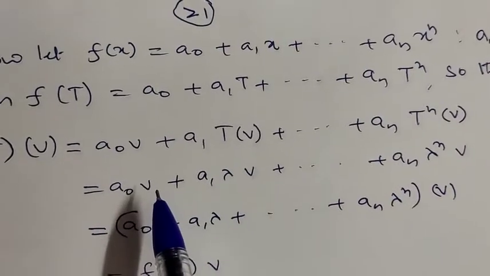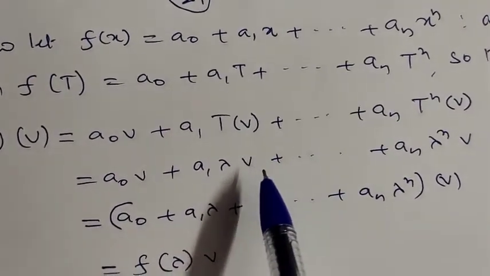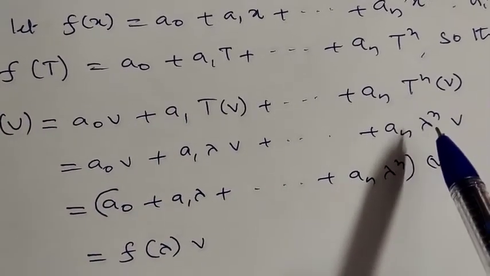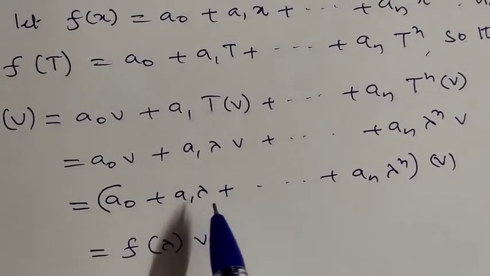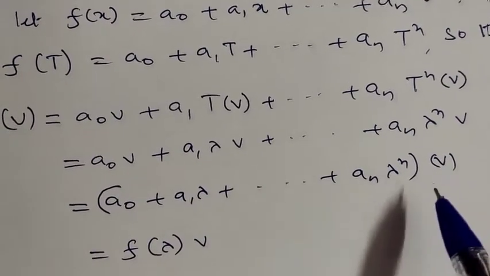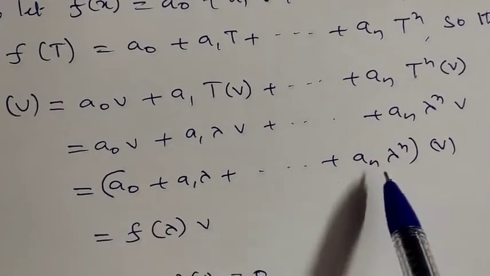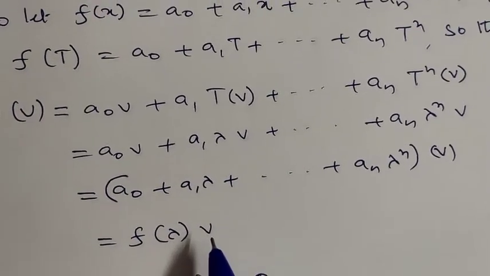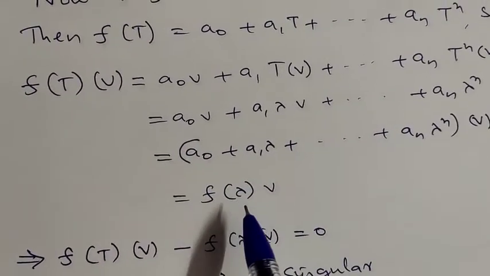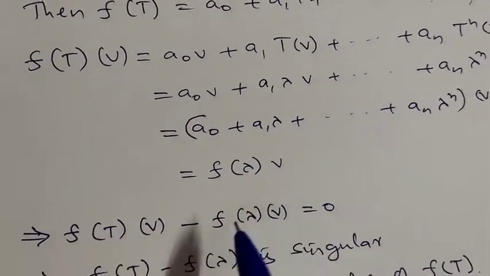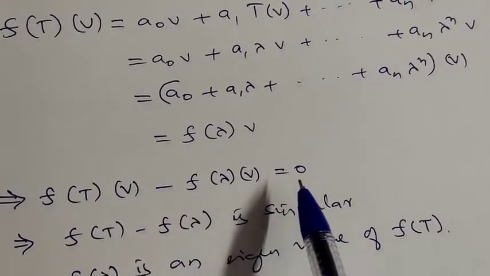Now a1 T(v) is a1 lambda v, and so on, an T^n(v) is an lambda^n v. So this is (a0 + a1 lambda and so on up to an lambda^n) of v. What is this? This is nothing but f(lambda) times v. This implies f(T) of v is equal to f(lambda) of v. This implies f(T)(v) minus f(lambda) v is equal to 0.